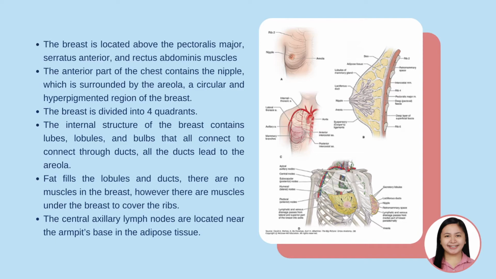The internal structure of the breast contains lobes, lobules, and bulbs that all connect through ducts, and ducts lead to the areola. Fat fills the lobules and ducts. There are no muscles in the breast. However, there are muscles under the breast to cover the ribs. The central axillary lymph nodes are located near the armpit's base in the adipose tissue.